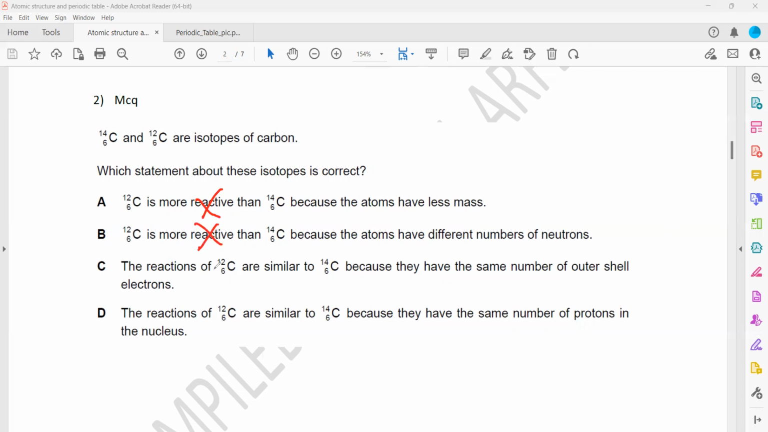The reactions of carbon 12 are similar to those of carbon 14, because they have the same number of electrons in the outer shell. That's right, because the number of electrons in the outer shell decides the chemical property. The statement about the same number of protons is correct, but it is not the reason for the reaction. The reaction of any atom depends on how many electrons are there in the last shell.